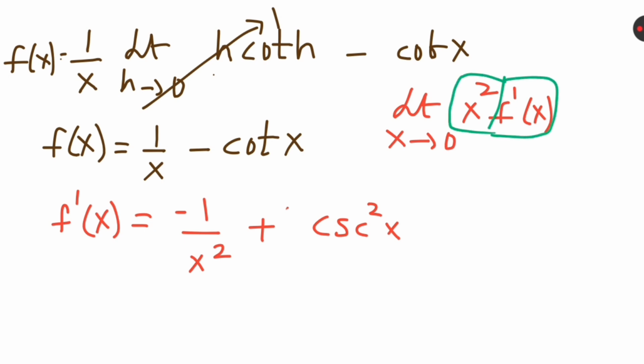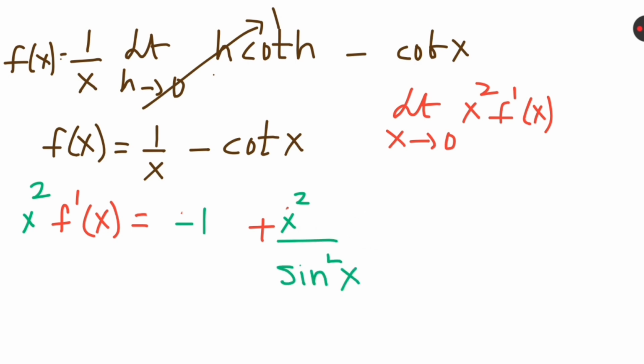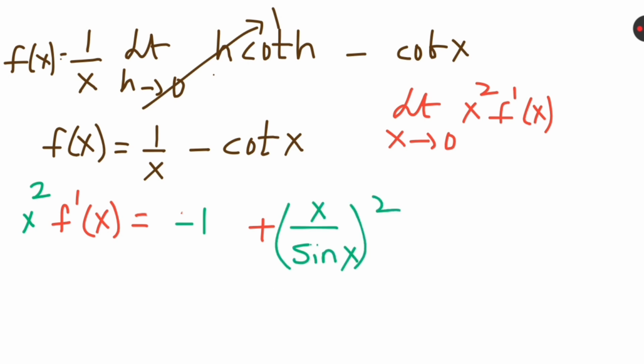Now we need to take x raised to the power of 2. So let's take x raised to the power of 2. That means multiply both sides by x raised to the power of 2. Here x raised to the power of 2 and here x raised to the power of 2 gets cancelled. So we left only minus 1 here. This cosecant square x we can write it like 1 over sine square x. x power 2 over sine square x we can write it as x over sine x whole raised to the power of 2. So now we did with this x raised to power of 2 f derivative of x.